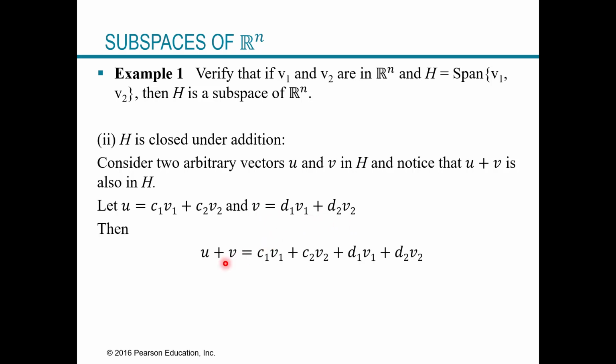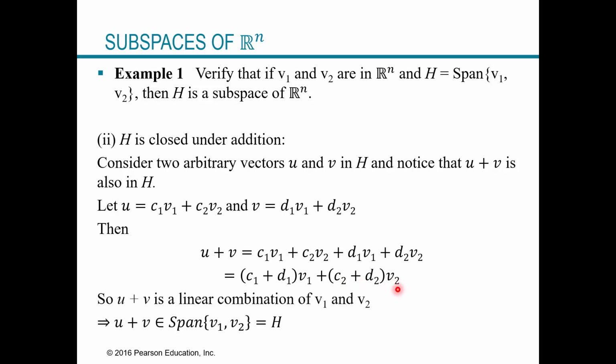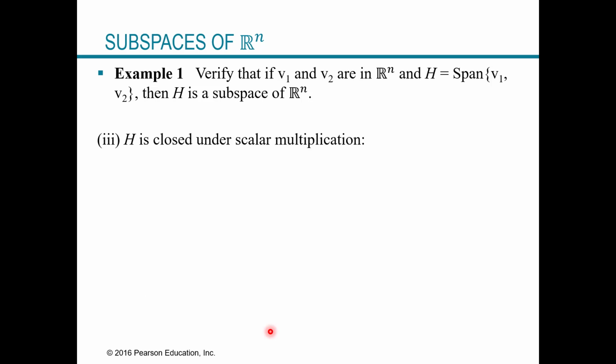Now let's see what happens when we add them. If we add u plus v, and then do a little bit of combining, notice what we have. We have two scalars being added times v1 plus two scalars being added times v2. And so that is a linear combination of v1 and v2. Remember, any linear combination of v1 and v2 is by definition the span of v1 and v2, and that's what we're calling H. So the sum of our two vectors belongs to H, so it's closed under addition.